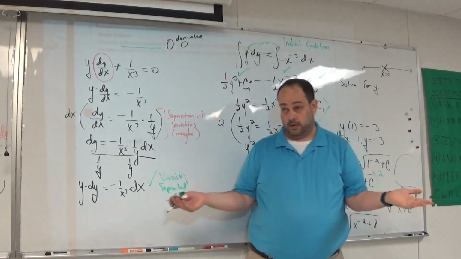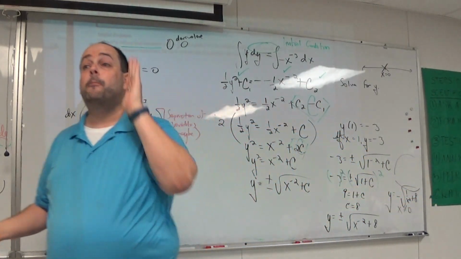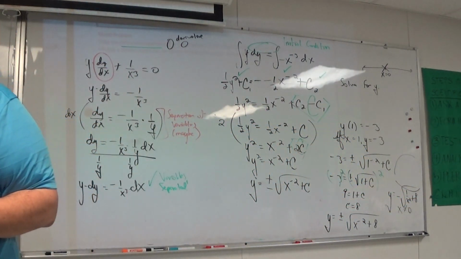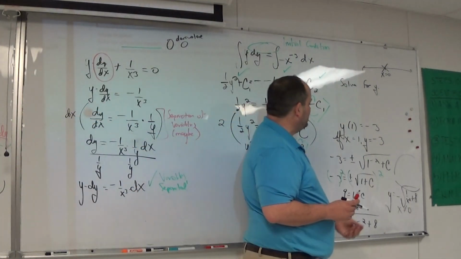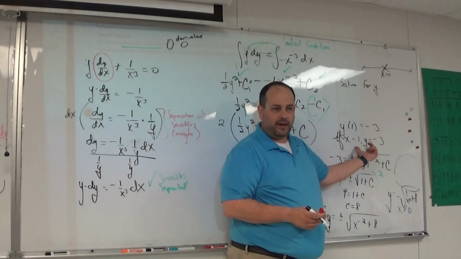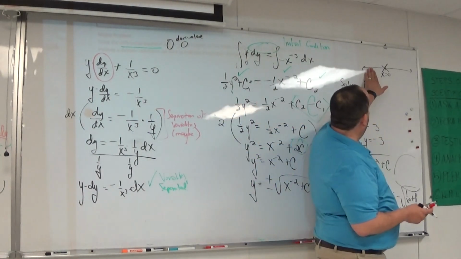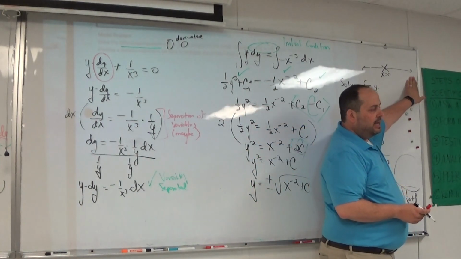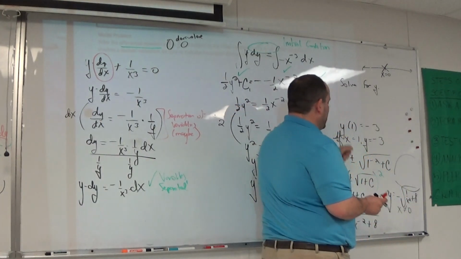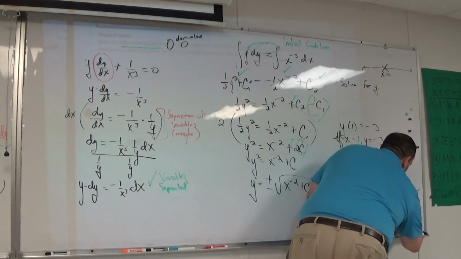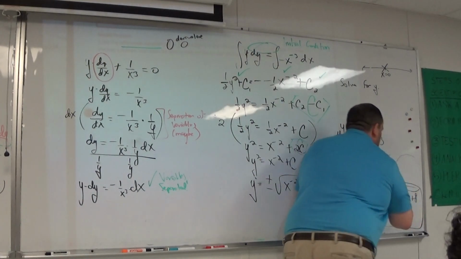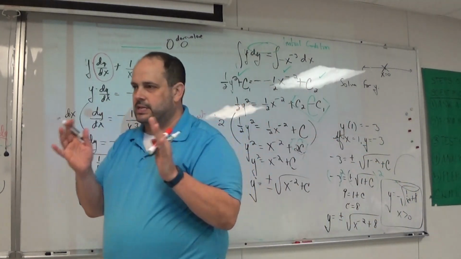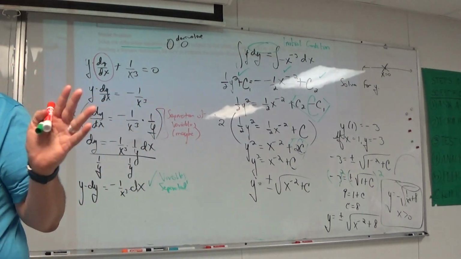Which side? Go back to the initial condition. Your solution has to pass through the point 1 comma negative 3. So do we want to be on the left of 0 or the right of 0? On the right. You have to be on the right because of the initial condition. So your final answer is x's are greater than 0. Everything comes down to that initial condition. Everything comes back to that.